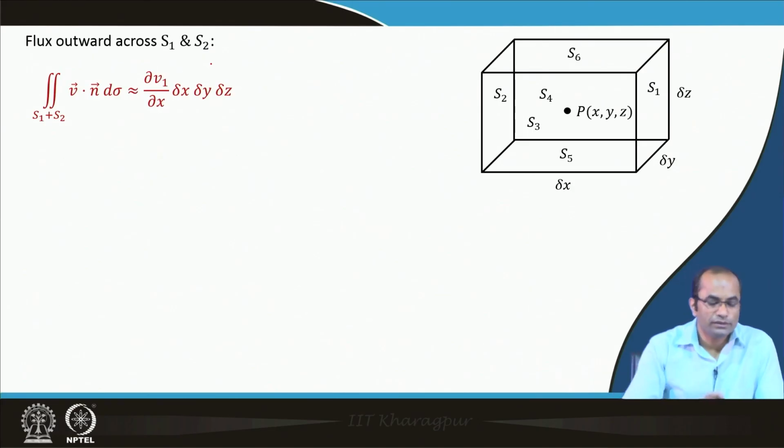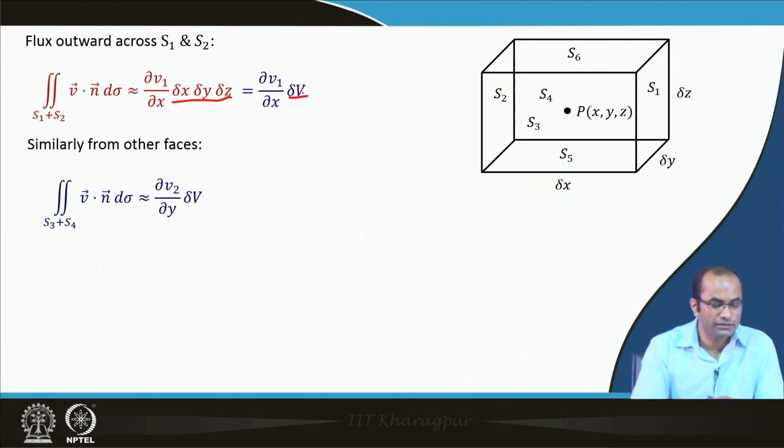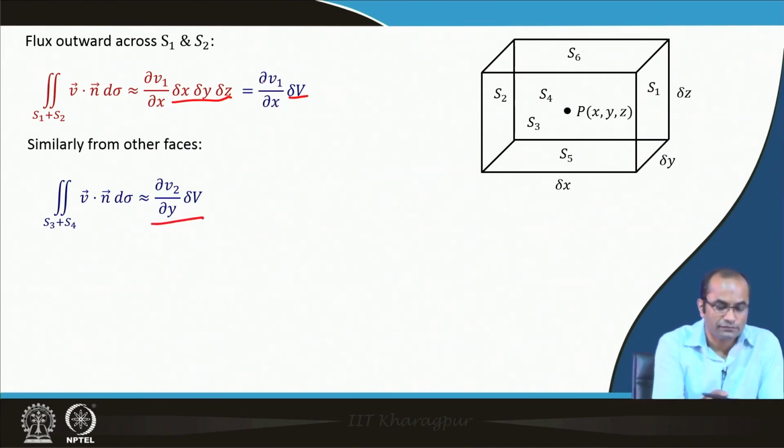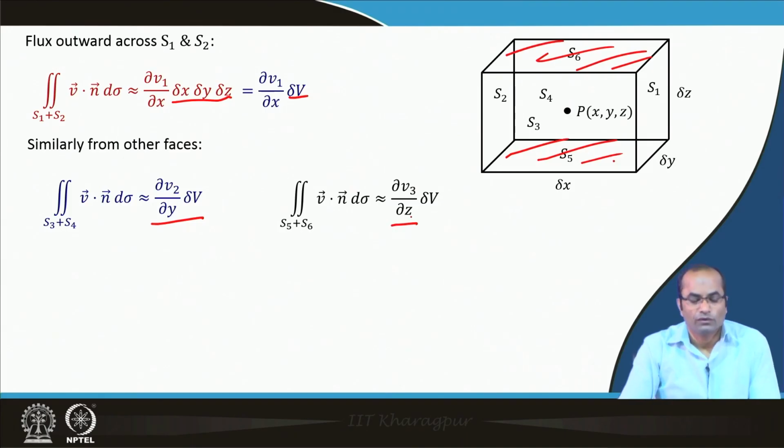This is what we have computed. So, this delta x, delta y and delta z, we can also denote by delta v, the volume of this box, and then similarly from the other faces we can compute this easily. So, for example, for S3 and S4, which are in the direction of y, we have similarly del v2 over del y and then delta v, and again for S5 and S6, which are the bottom and the top one, in the direction of z, we will get del v3 over del z and delta v.